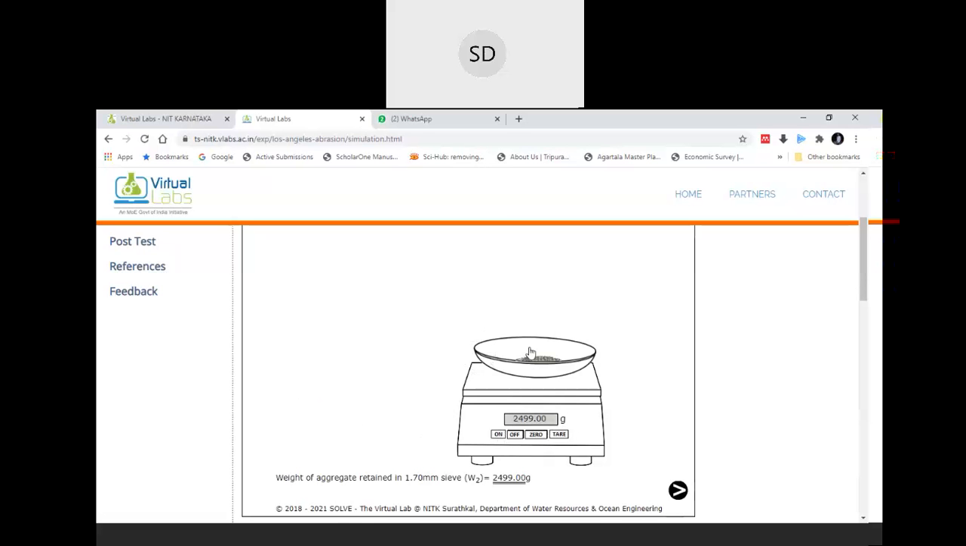Take the weight. Here one thing, you have to take the weight of the aggregate which is retained on 1.7 mm sieve. In the previous two instances you had to take the weight which passes through IS 2.36 mm sieve, but here you have to take the weight of the portion which is retained on IS 1.70 mm sieve.